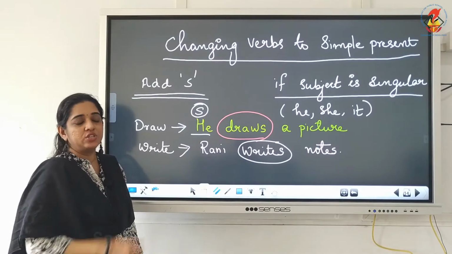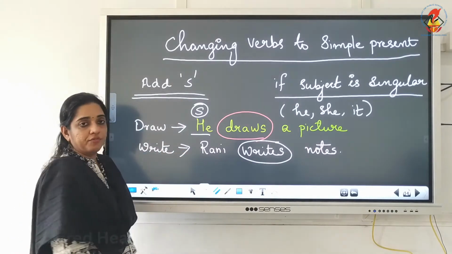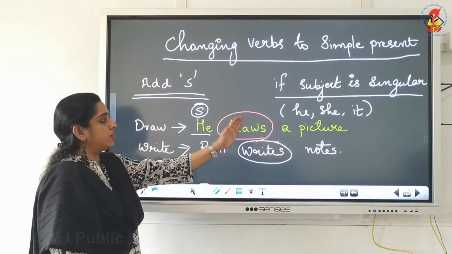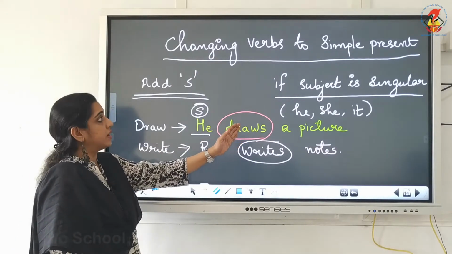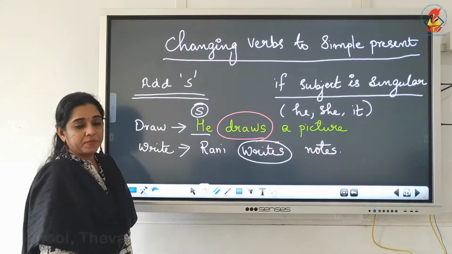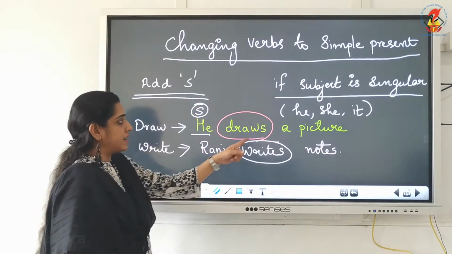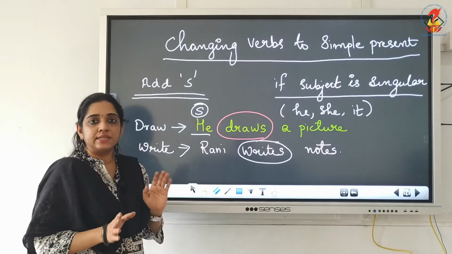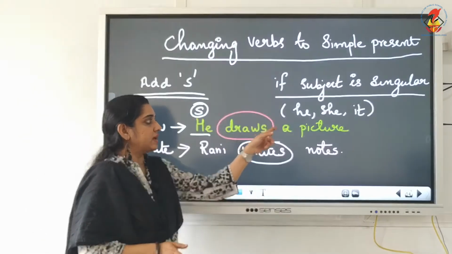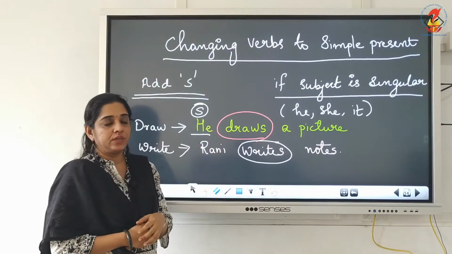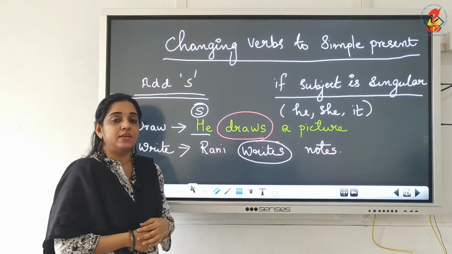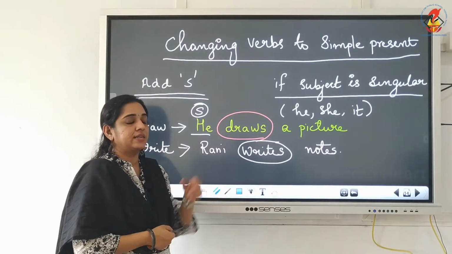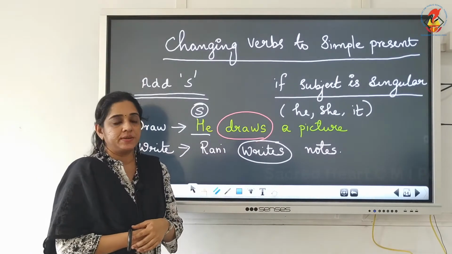How can you change the verb to singular form which comes under simple present? You can just add one s. So that is simple present tense. He draws a picture. Here what is that verb? The verb form is simple present because s is there, no. So that is simple present.